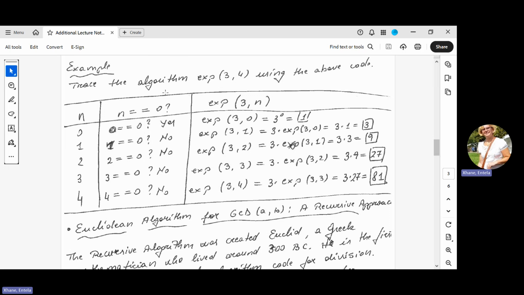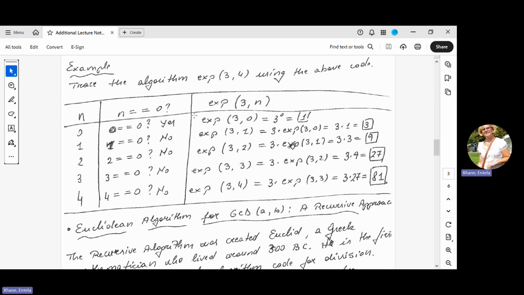And now let's trace the algorithm exponent 3, 4 using the above code. The first column of the table represents the value of n, starting at 0 going all the way to 4. The second number of this ordered pair is the exponent, the value of n, and the first number is the base, which is a. So the notation is exponent a comma n, which means a to the power n.